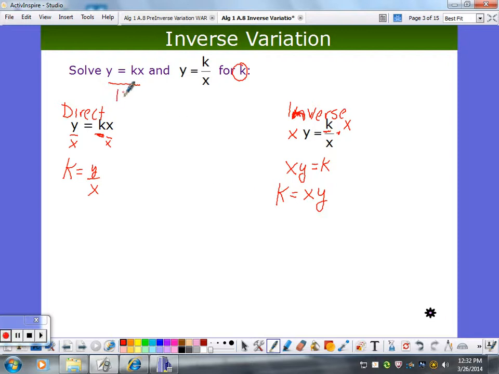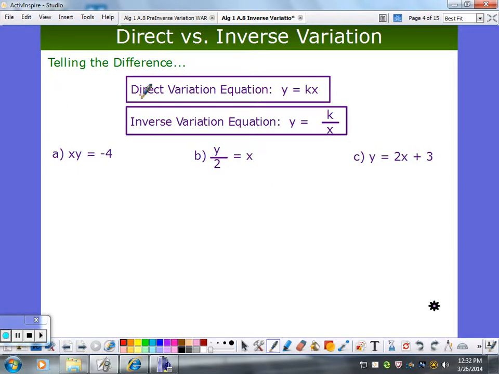Now for some people, they get very confused with this. Well, this is dividing and that's multiplying. Like you're solving. Because I'm multiplying here, solving for that is a divide. And because I'm dividing here, solving is a multiply. Alright, so remember that. Telling the difference.